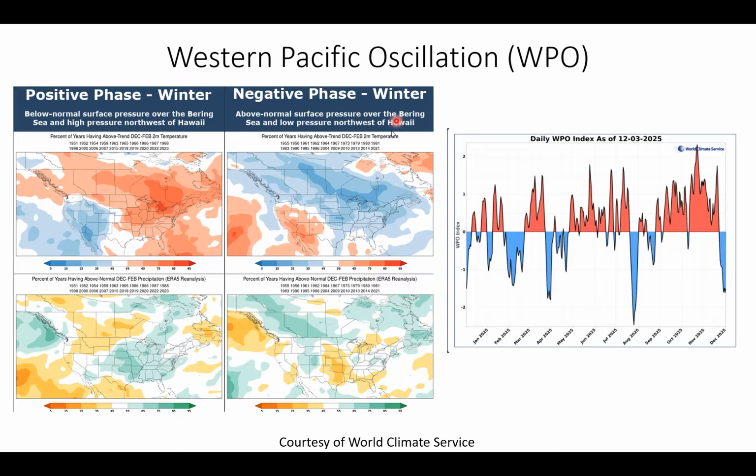A negative phase in winter, on the other hand, you see the blue colors across the northern Plains, the Midwest, and East Coast, and you see these peach colors across the U.S. southwestern areas. And so that's the big difference there.